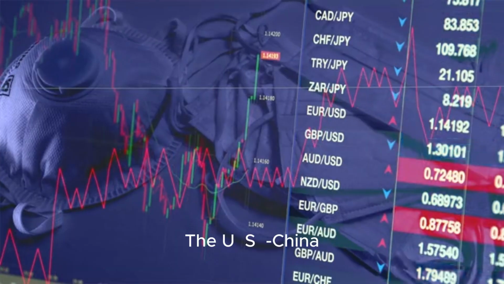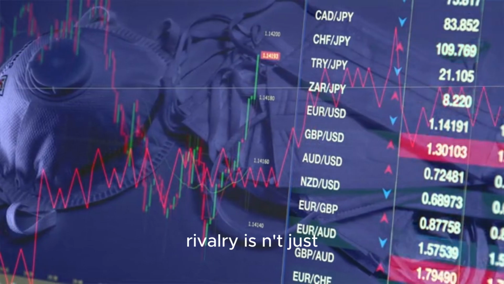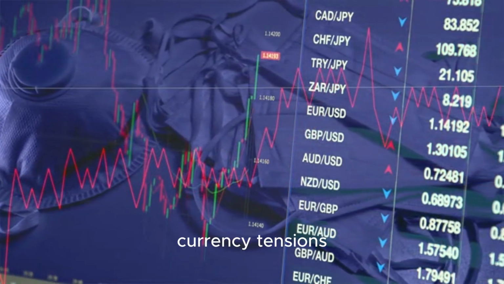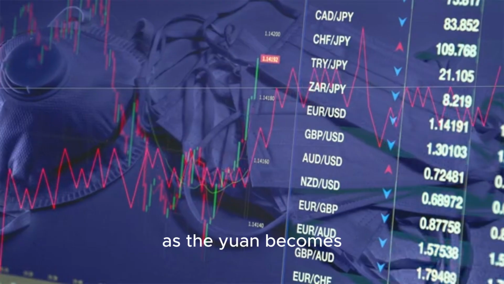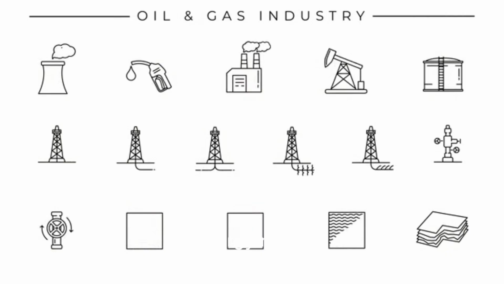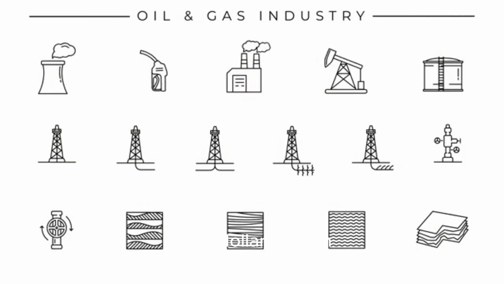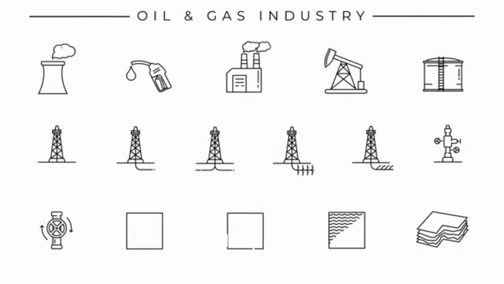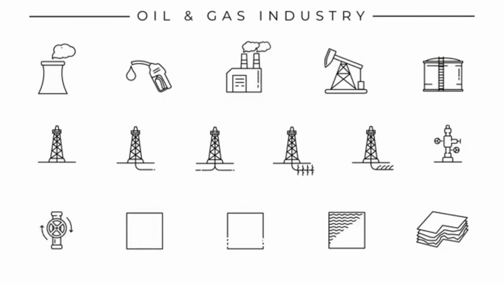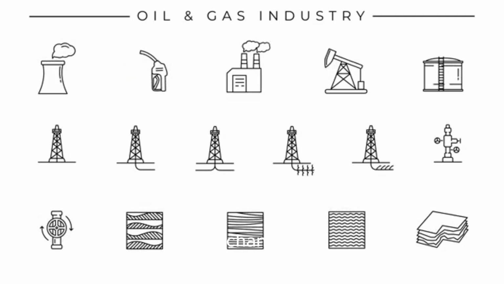In this new landscape, currency rivalries are deeply intertwined with geopolitics. The U.S.-China rivalry isn't just about trade disputes. It's mirrored in currency tensions as the yuan becomes a tool of strategic influence. In energy markets, the long-standing petrodollar system is under pressure as Russia and Middle Eastern countries explore alternative pricing mechanisms.